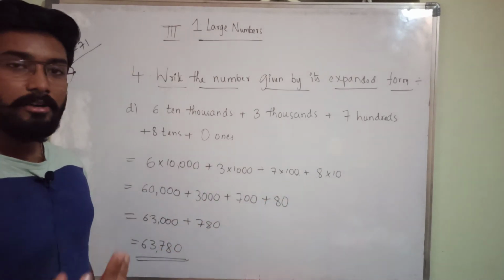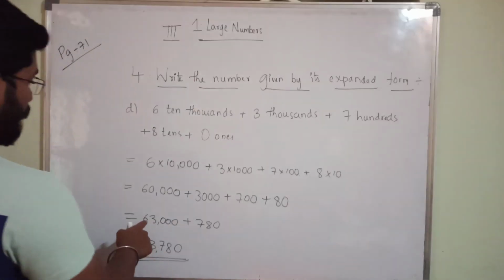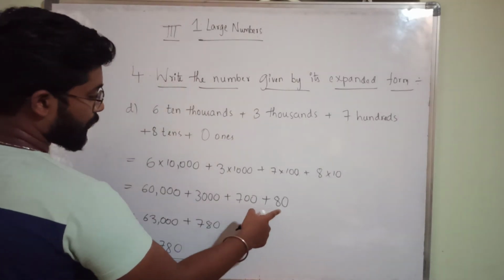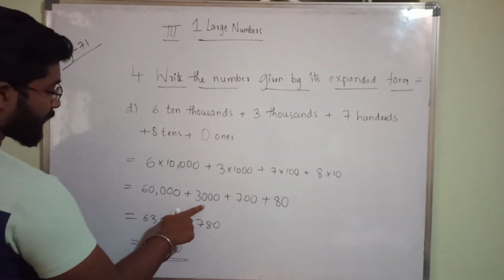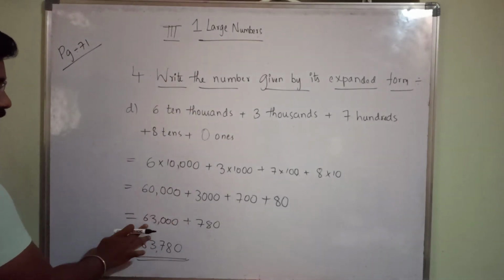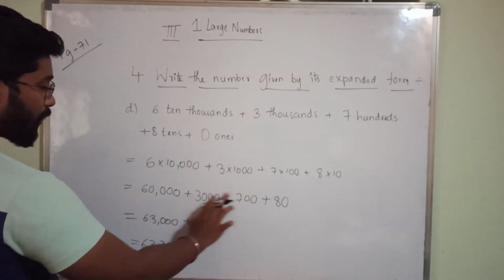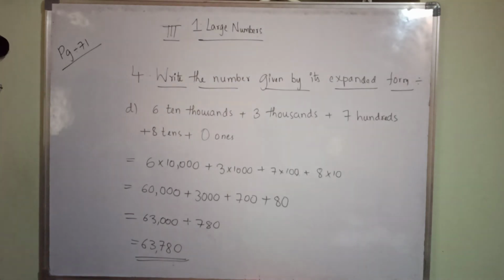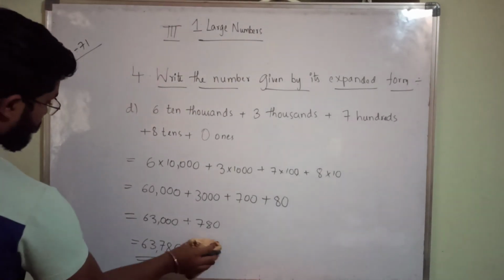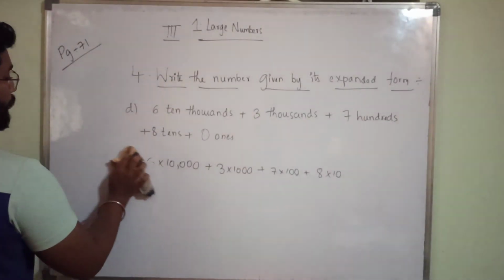0 ones means 0 into something is 0, so no number is there in the ones place. What is there? 60,000 plus 3,000 plus 700 plus 80. Add 3,000 and 60,000, you will get 63,000. Then 700 plus 80 is 780. Add all this, you will get the final number, 63,780. That is the answer. Next one.